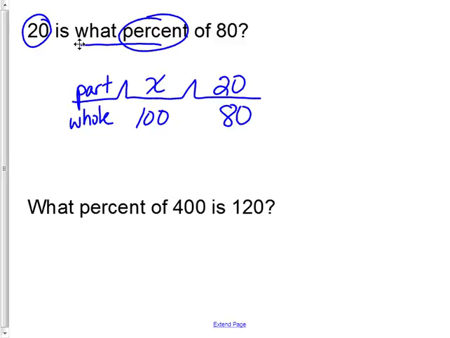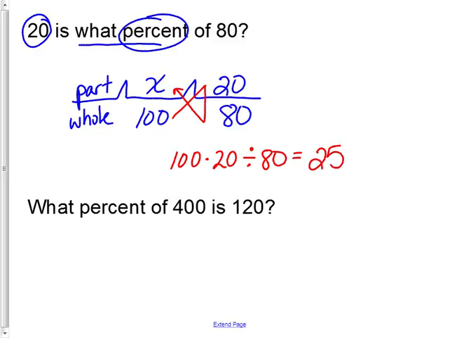If we work this out, we're going to be doing 100 times 20, which is 2,000, and then dividing that by 80. 100 times 20 is 2,000. Divide that by 80, and we get 25. So 20 is 25% of 80 is what we have found out.